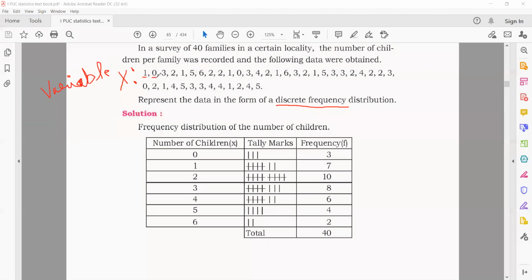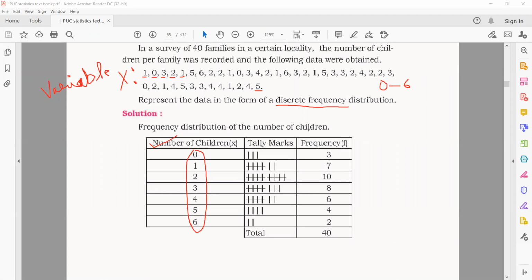So the first family had 1, the second family 3 children, third family 3 children, then you have the fourth family with 2 children, and so on. Similarly, you have collected data on 40 families, and the 40th family has 5 children. So if you look into this now, you have a range of 0 to 6 as the possibilities. But out of this 0 to 6, only 0, 1, 2, 3, 4, 5, 6 are the possible numbers. So these are the total 7 numbers which are taken by the variable, number of children.